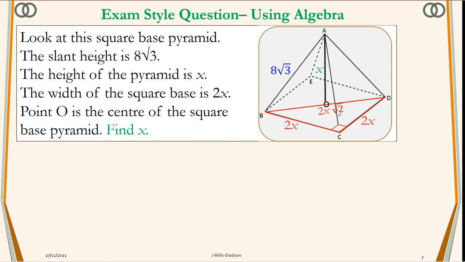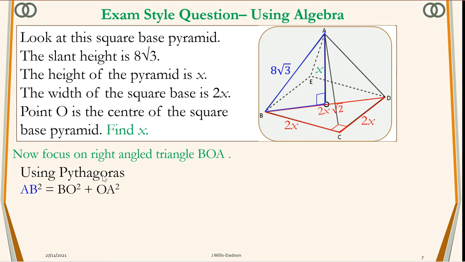Next, given this as 2x root 2, we can work out what is BO and use BOA as another right angle triangle and see the relationship with x, BO, and 8 root 3 to work out x. So then we're going to focus on BOA. That's also a right angle triangle. Using Pythagoras, we can see that AB, which is the longest side, AB squared is equal to BO squared plus OA squared. But you know that BO is half, because this is the center, half of BD. So 2x root 2 divided by 2 gives you x root 2. So we now know this is x root 2.